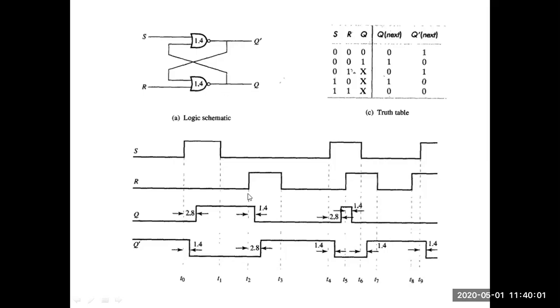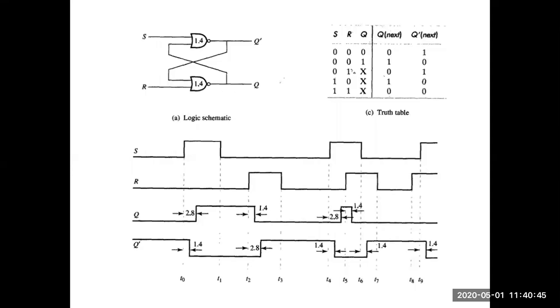So this is here shown. When R is moving from 0 to 1 and S is still 0, my Q is moving from 1 to 0 after 1.4 unit time. Fine. So now it has become 0 and S is still 0. So this 0 will come here, and after a further 1.4 nano, the Q bar will become 1, because now both the inputs are 0, 0. So Q bar will be 1 after 1.4 unit time further. So it means from R, when R becomes 0 to 1, it will take a total of 2.8 unit time for the Q bar to move from 0 to 1.